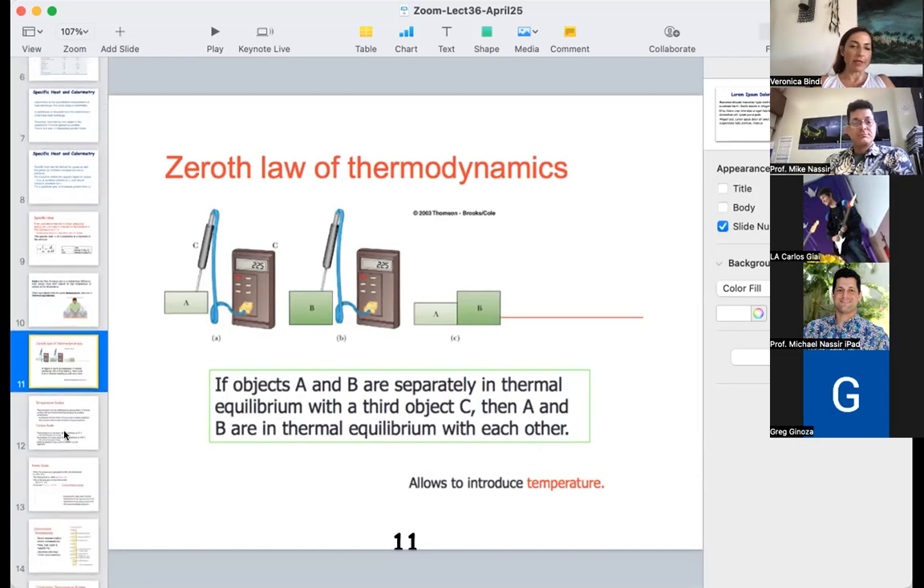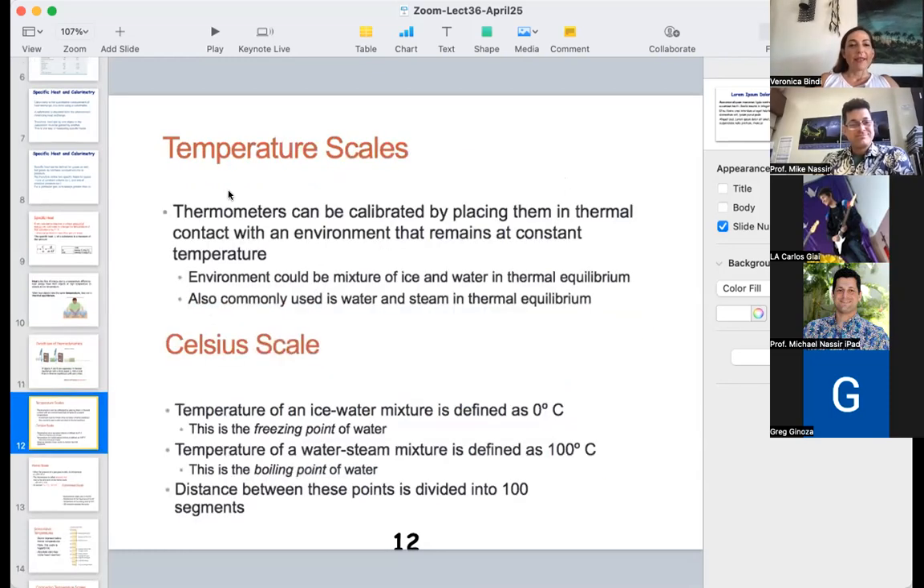Okay, it makes sense. And you have done this somehow in different fields like math, right? But it's the same principle. Then we have temperature scales. So the thermometers can be calibrated by placing them in thermal contact with an environment that remains at a constant temperature.